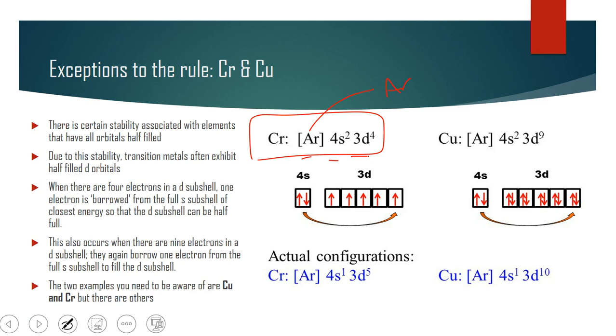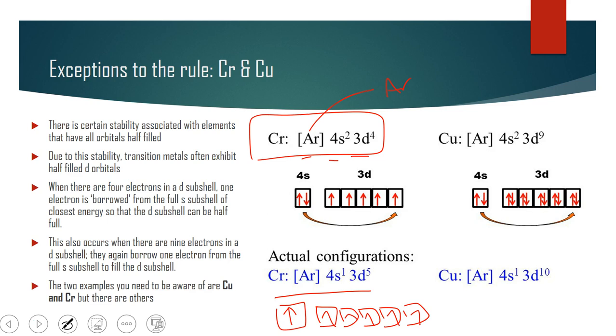What happens though is chromium's actually more stable, and things always aim for more stability. If we actually go to 4s1, 3d5, what this means is that we end up with 1 in the 4s, and then we have the 5 d orbitals, and because remember we said that they prefer to be unpaired if they can be, we end up with them all being unpaired, which makes for greater stability.